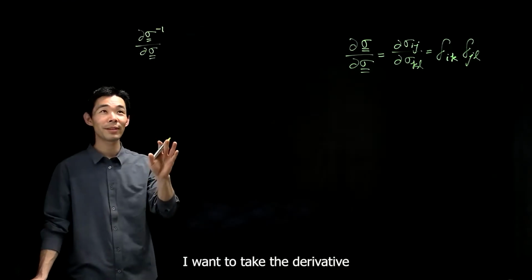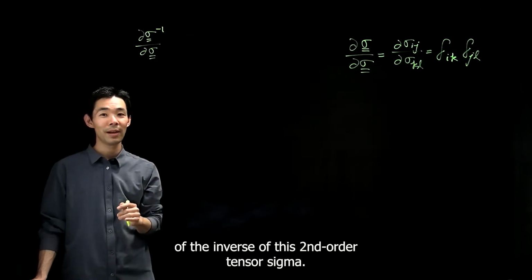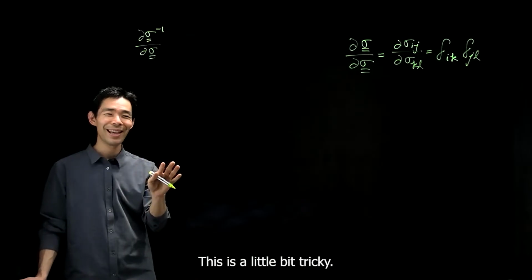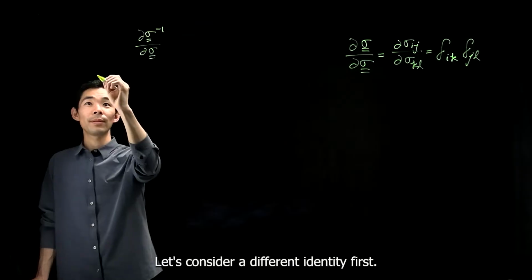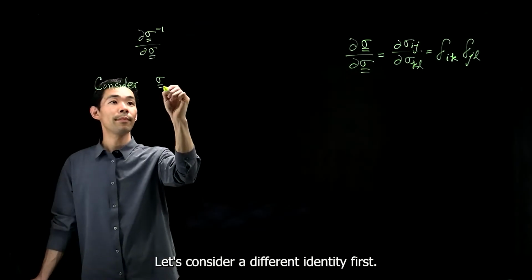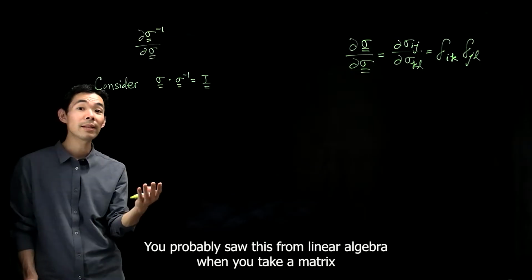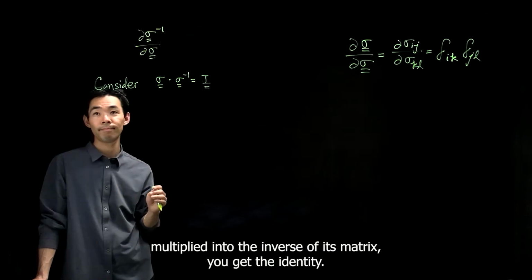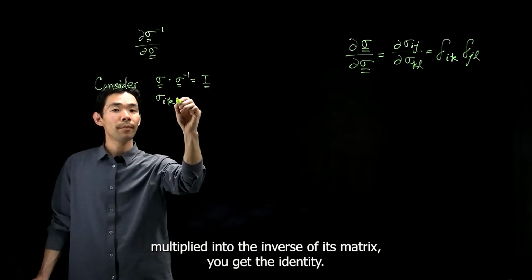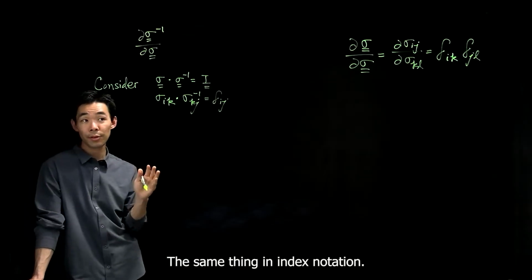I'd like to take the derivative of the inverse of this second order tensor sigma ij. So this is a little bit tricky. So let's consider a different identity first. Okay, this is just a fact. You probably have seen this from linear algebra. When you take a matrix, dot it into the inverse of its matrix, you get the identity. Okay. Okay, that's just writing the same thing in index notation.